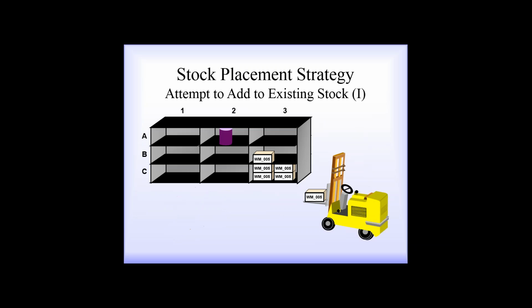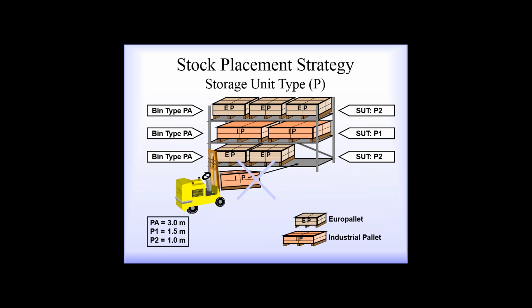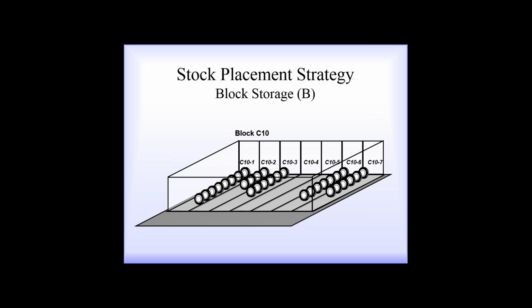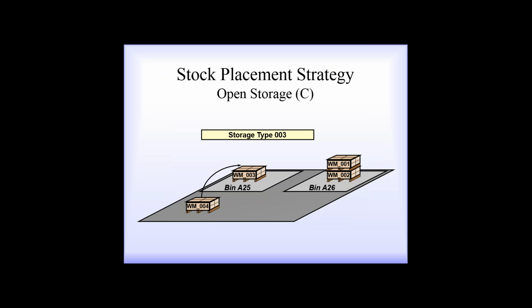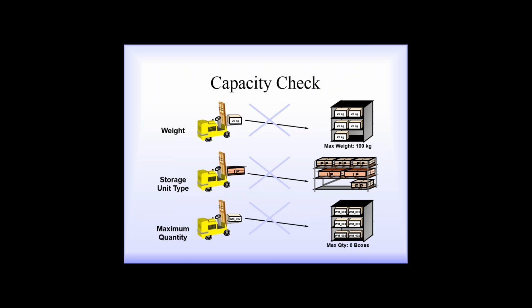So next: empty bin, attempt to add to existing stock, storage unit type, pallet strategy, block storage, open storage concept, and then you have the capacity check also, right? So the capacity check can be enabled. Not for all the strategies, but for some strategies you can have the capacity check.